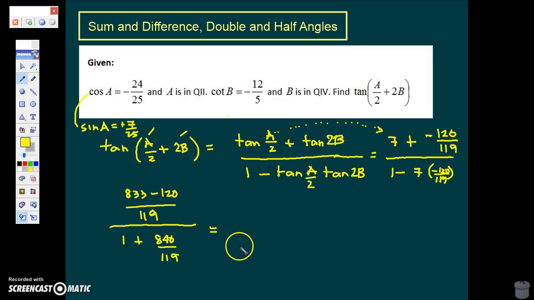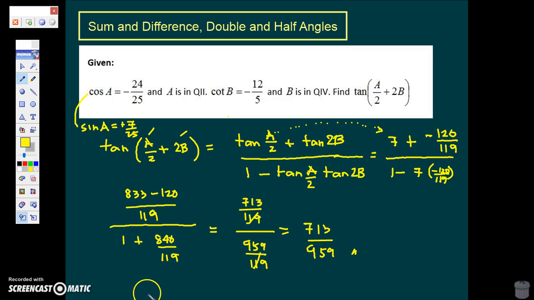Just simplify this. Okay, 833 minus 120 is 713 over 119. Denominator, this would be 119 plus 840, that's 959 over 119. The 119 cancels out, and we get 713 over 959. Let's see if it can be simplified further. Not anymore. So 713 over 959. So this is it.